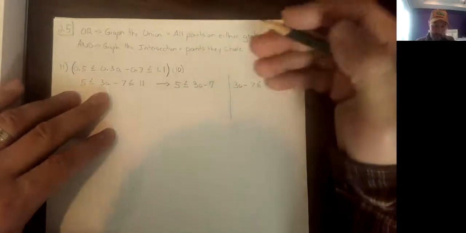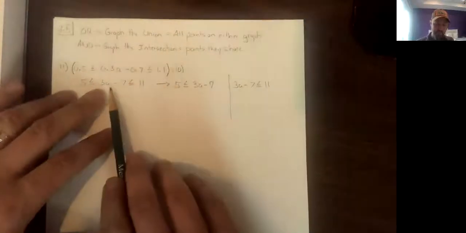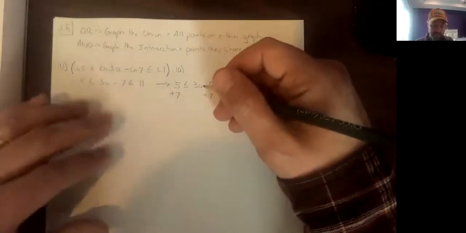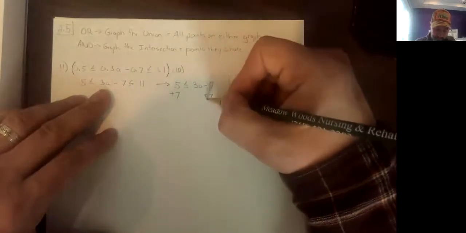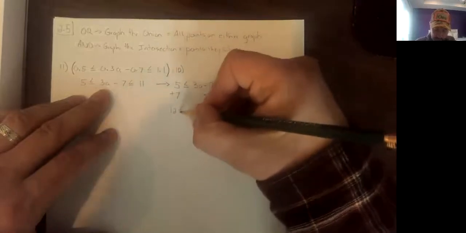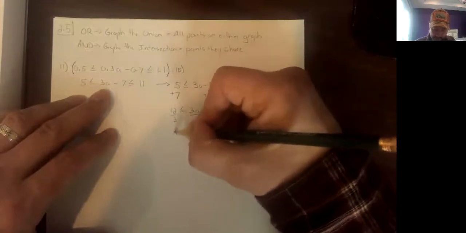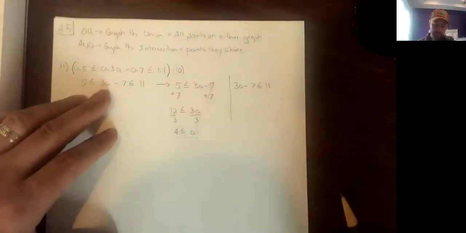So what we do is, again, I still like keeping a positive variable if I can. You're going to see the way this is set up because it's in between. Sometimes it's actually easier to go the switch the sign route. But what I do here is I'm going to add 7. So let's just work this side, and then I'll show you how much easier it is to do it a different way. I'm going to add 7 to get rid of it here. So that gives me 12 less than or equal to 3a. Then I need to divide by 3. I get 4 less than or equal to a. A is greater than or equal to 4.